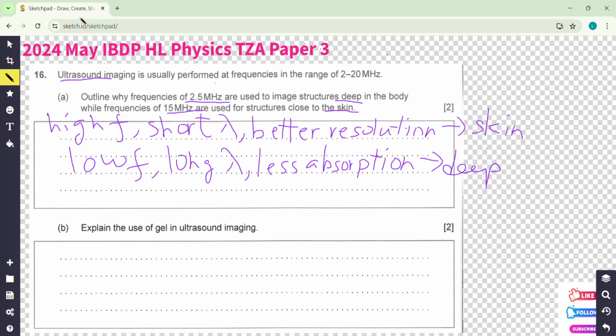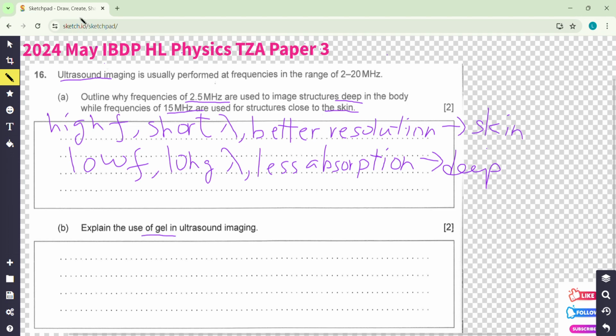Okay, so you have answered both. If you forget one of them, then you lose half the mark. So be careful, especially for this seemingly easy question. There might be a trick.